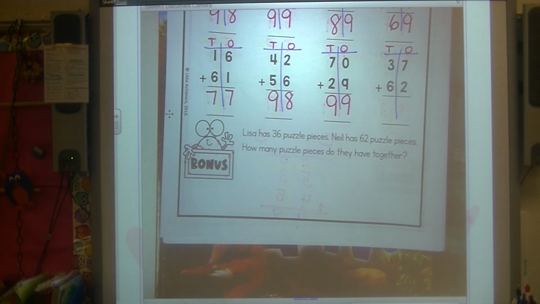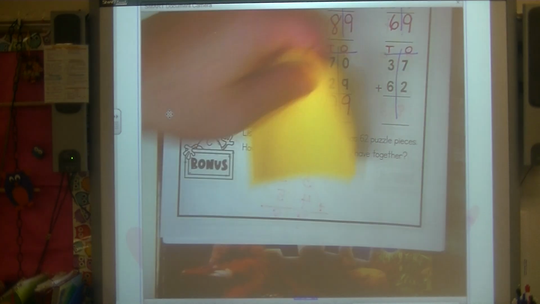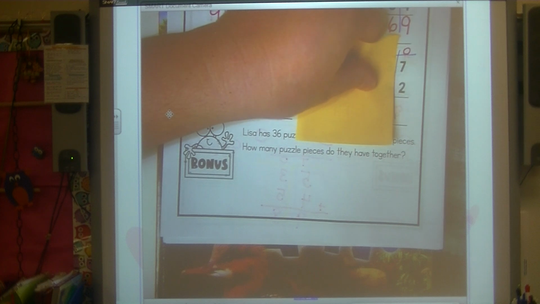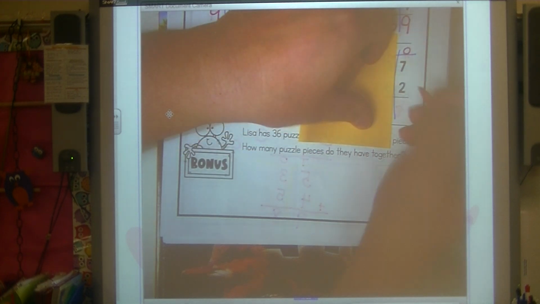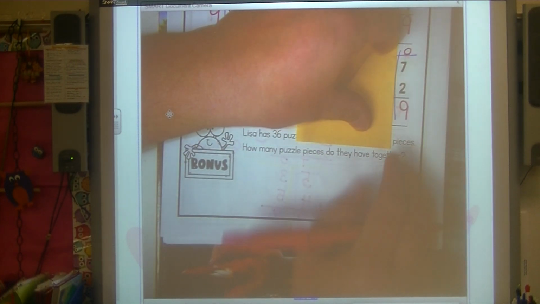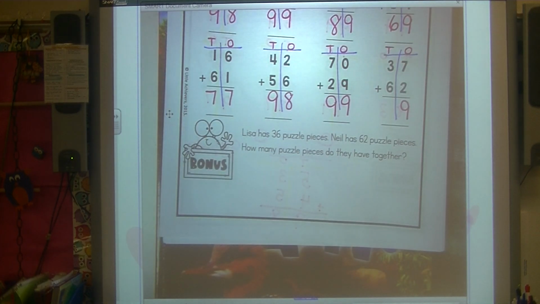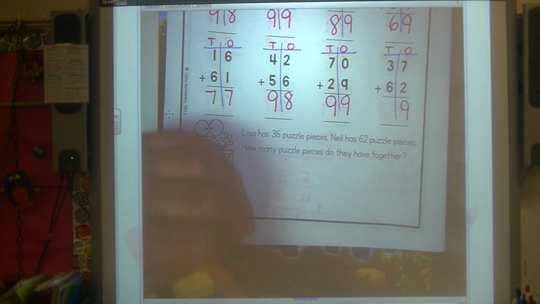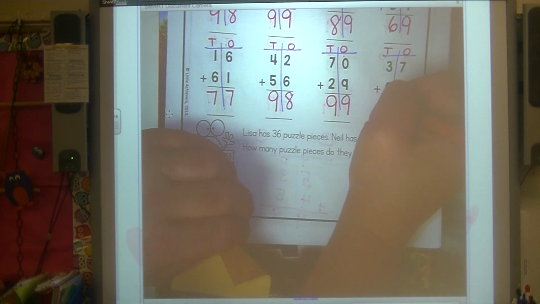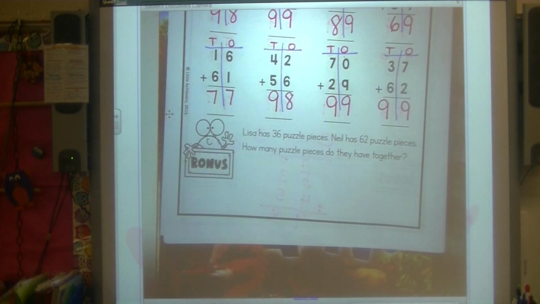The next one, 37 plus 62. Cover up my tens. 7 plus 2 equals 9. 3 plus 6 equals 9. My answer is 99.